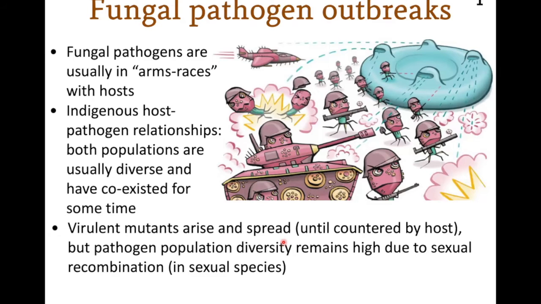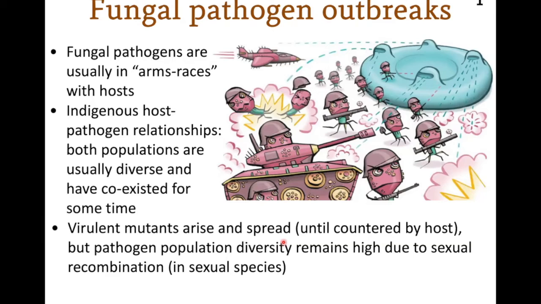And so that arms race dynamic goes something like this. So let's imagine in that pathogen population, you have a more virulent mutant arise, and then that can then, because it infects more hosts, spread throughout its pathogen population. But then the host will evolve some sort of resistance mechanism to that, and then hosts that are resistant to that pathogen will spread throughout the host population. And so you'll get these arms race dynamics going on.